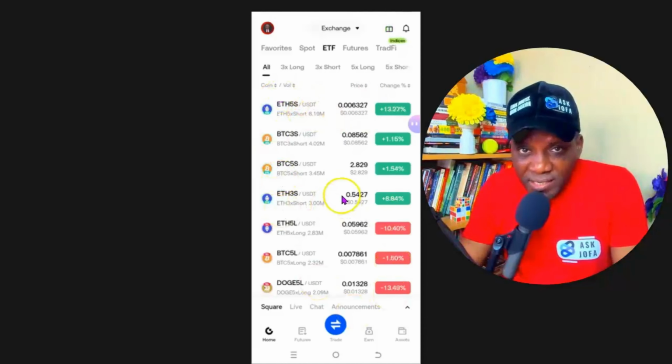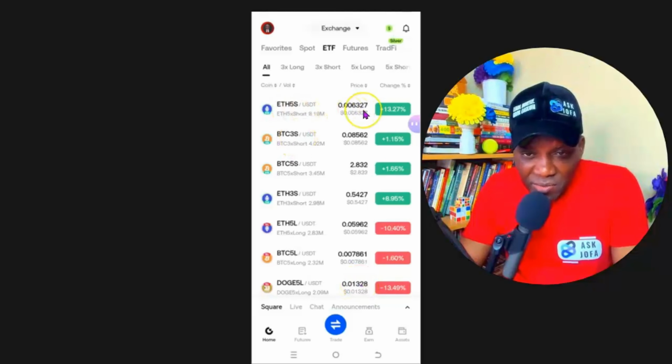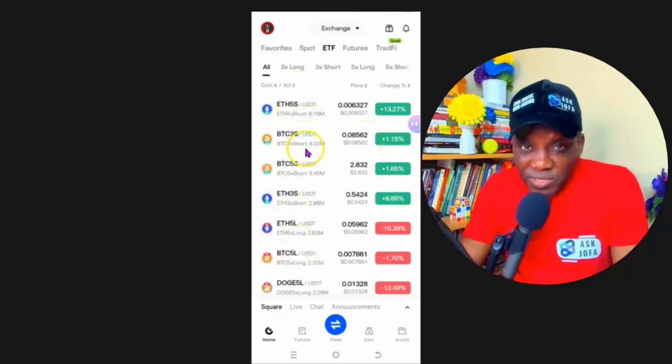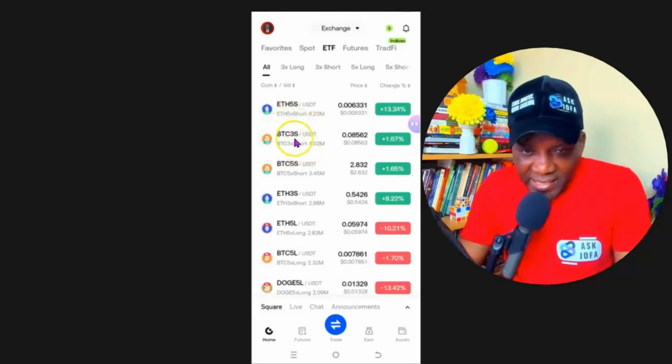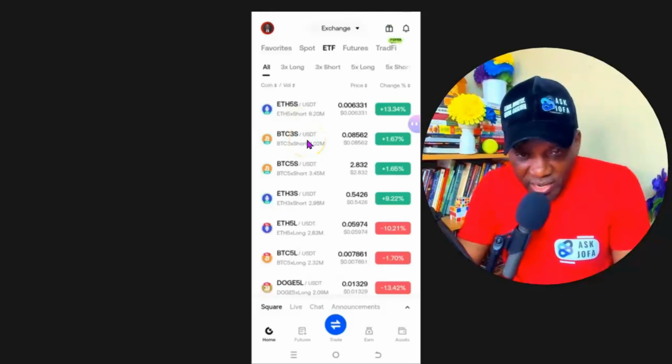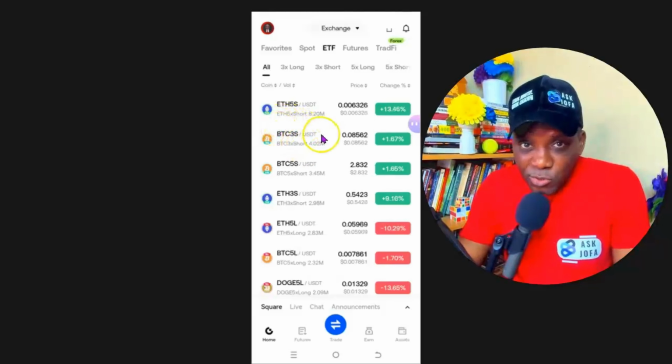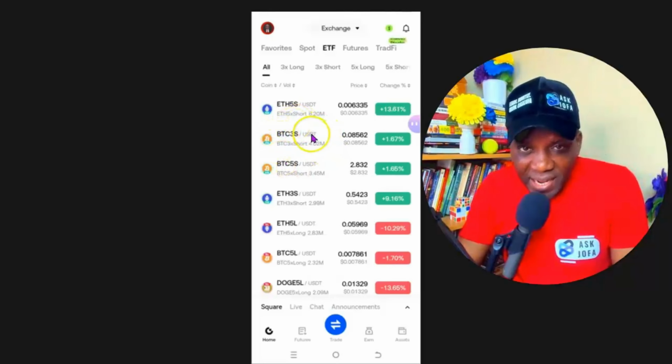You might be wondering, why are all these prices like this? The simple answer is that this Ethereum you are seeing is not the real Ethereum. This Bitcoin you are seeing is not real Bitcoin. They are leverage tokens to be traded on the Gate ETF platform only. For instance, this BTC3S is not the real Bitcoin, but it is a trading tool built upon Bitcoin to be traded as a leverage token.